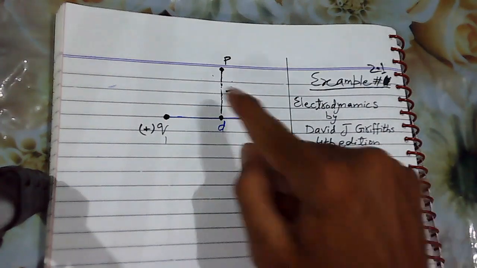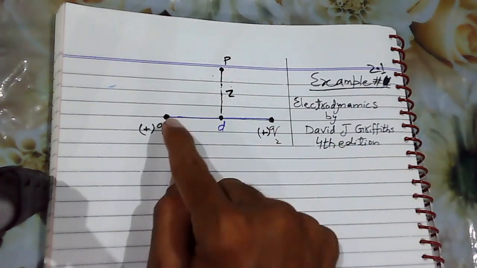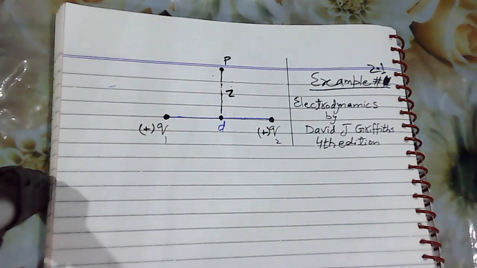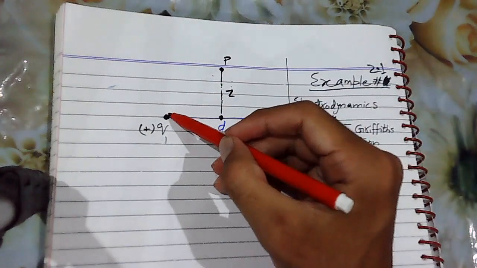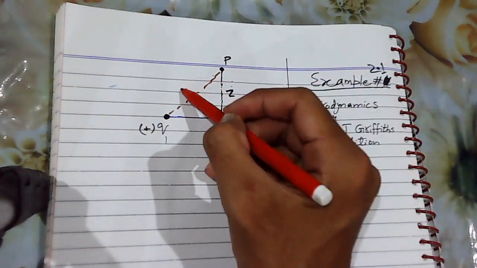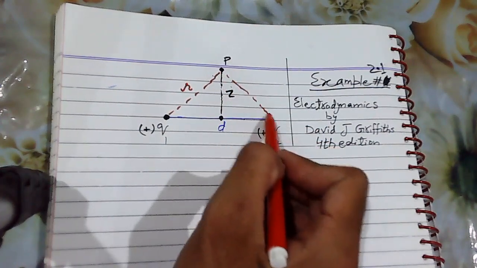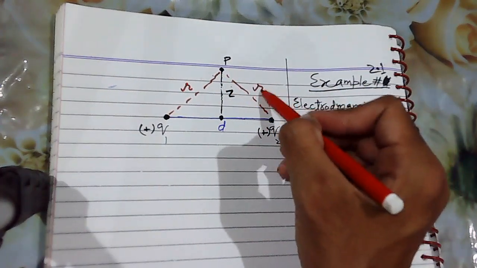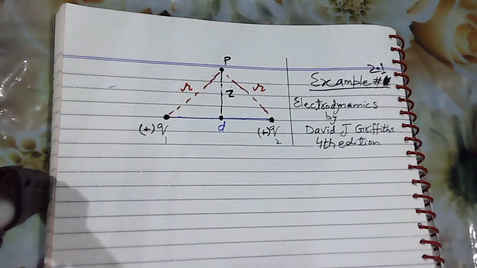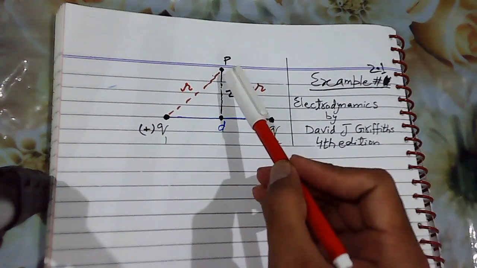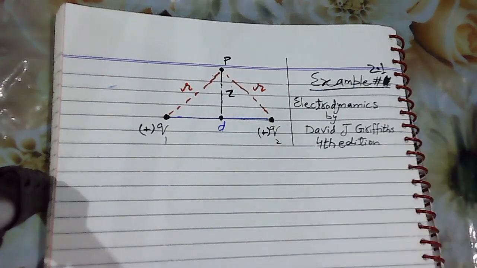What is the distance of this point P from these two individual charges? Suppose we name that distance R. This distance is R and this distance is also R, because the point P is at the same distance from both of these two charges. Okay. Now, what is the electric field at this point P due to individual charges?